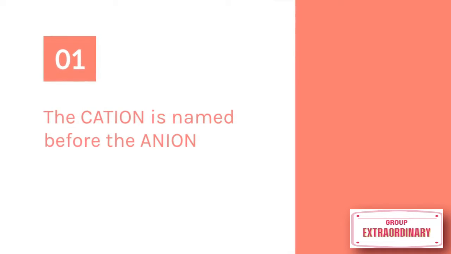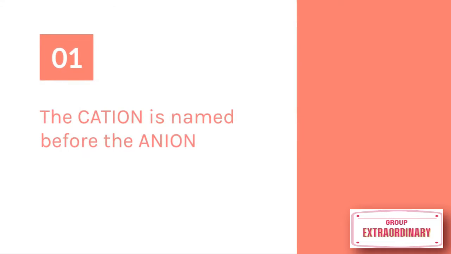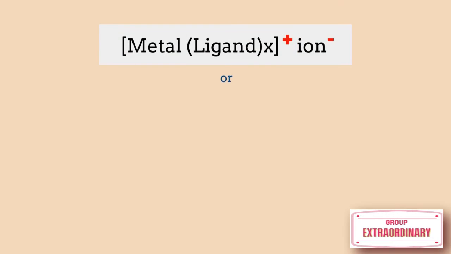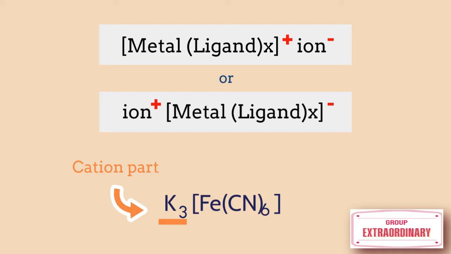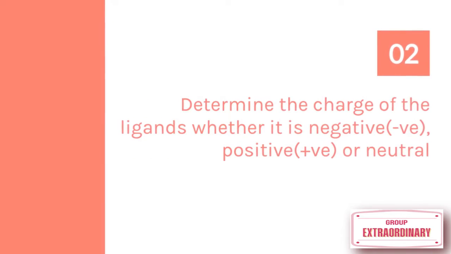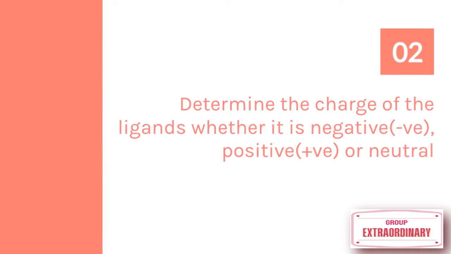The first rule is the cation is named before the anion. Let's see this example, K3[Fe(CN)6]. The first part represents the cation and the second part is the anion, which carries the negative charge. Next, rule number 2. Determine the charge of the ligands, whether it is negative, positive, or neutral.